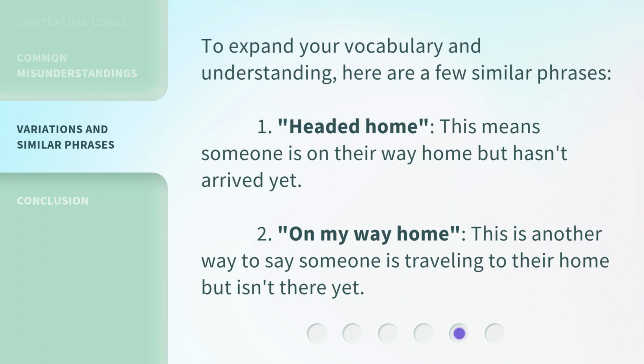To expand your vocabulary and understanding, here are a few similar phrases. 1. "Headed home." This means someone is on their way home but hasn't arrived yet. 2. "On my way home." This is another way to say someone is traveling to their home but isn't there yet.